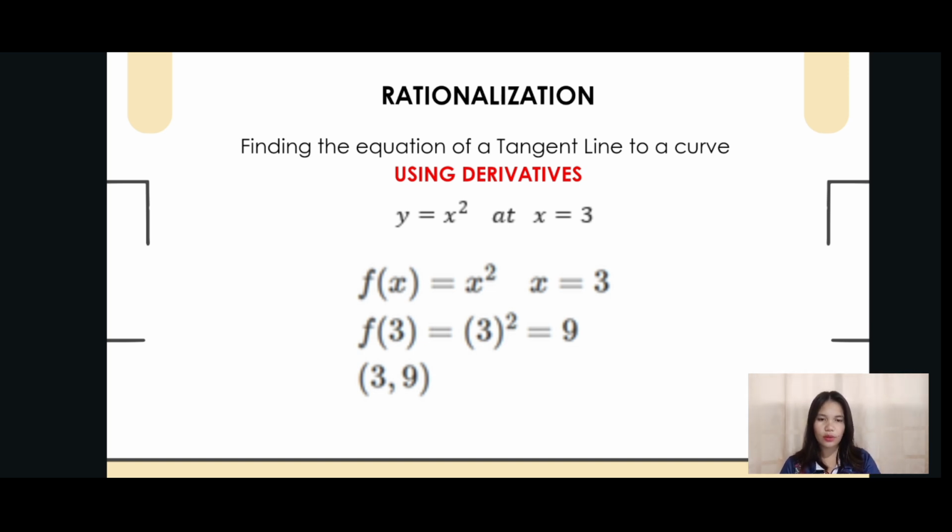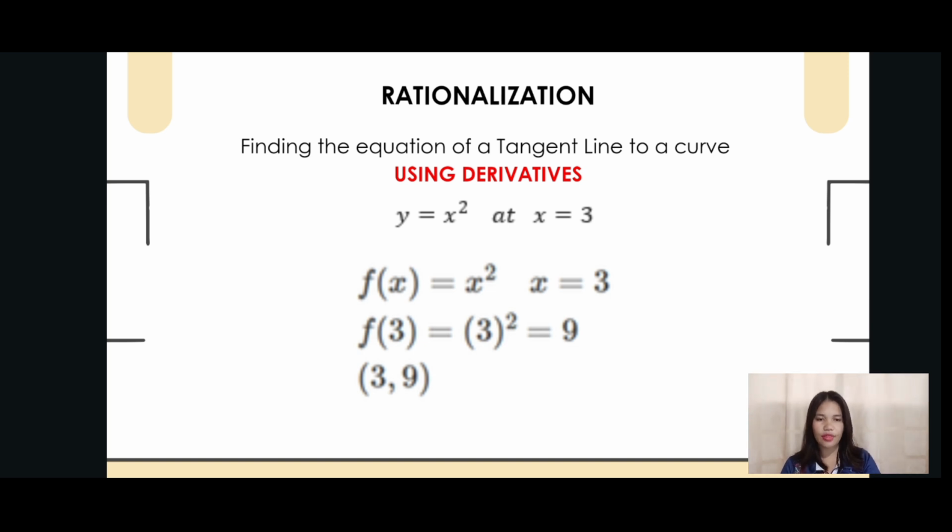So the first thing to do, to find our point, is substitute the value of x, which is 3, into our function and identify the corresponding y value. The function is f of x equals x squared and x equals 3. So f of 3 equals 3 squared, which is 9. So we already have our point. The coordinates of the point are (3, 9), with 3 as the value of x and 9 as the value of y.